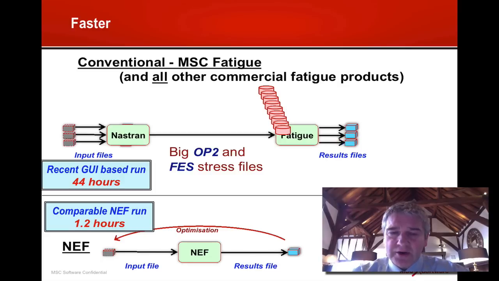Stresses are calculated and used as and when needed, but they're not stored and they're not moved. So we have one integrated process where fatigue and stress is calculated concurrently. This is significantly faster than the traditional approach. One recent analysis on a large car part took 44 hours with a GUI-based approach and 1.2 hours with a Nastran Embedded Fatigue approach.